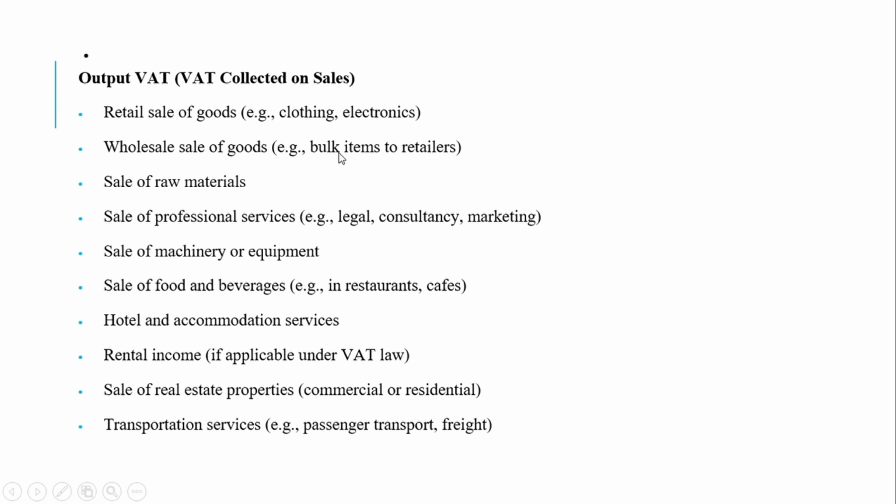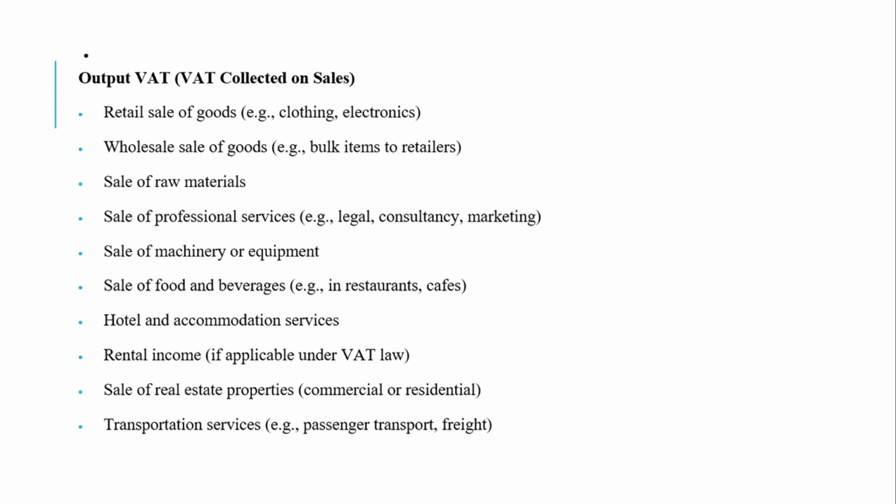Then output VAT, it can be collected on the following sales: the retail sale of goods like clothing, electronics, the wholesale of goods like bulk items to retailers. It can be on the sale of raw materials, sale of professional services like legal, consultancy and marketing, sale of machinery or equipment, sale of food and beverages in restaurants and cafes, hotel and accommodation services.